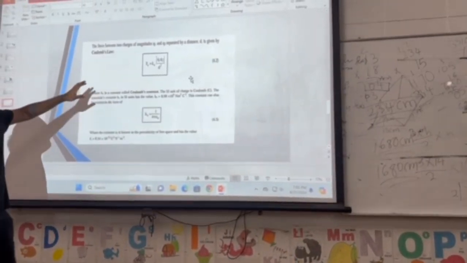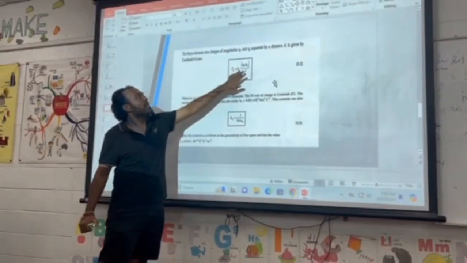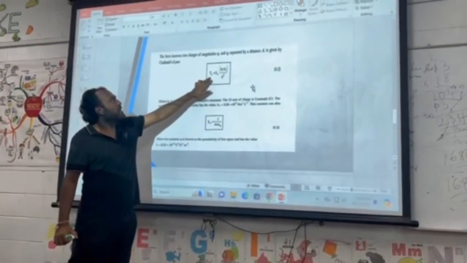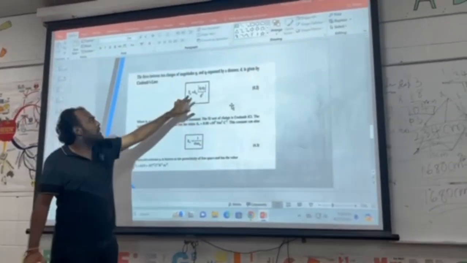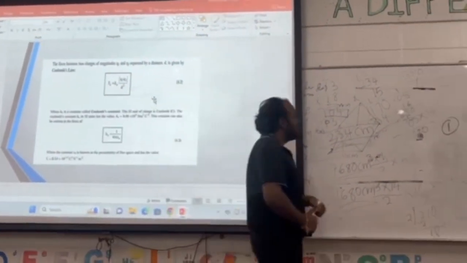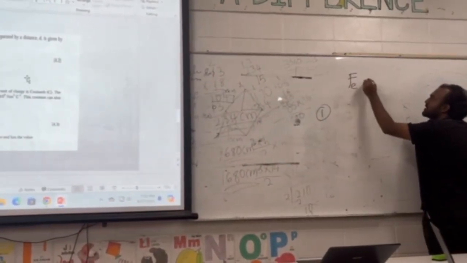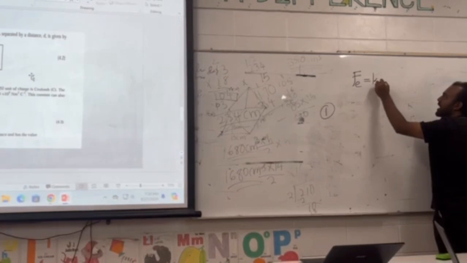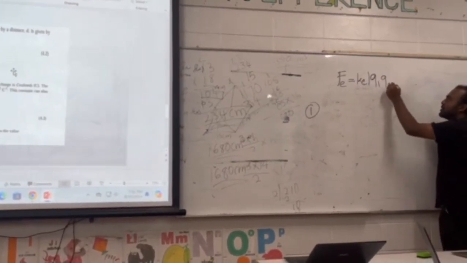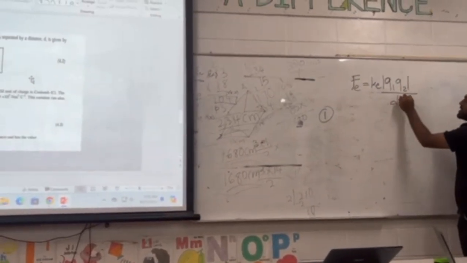So the force between charges of magnitudes Q1 and Q2 separated by a distance d is given by Coulomb's law. Fe is equal to Ke Q1 Q2 divided by d squared. Fe is equal to Ke Q1 Q2 over d squared.